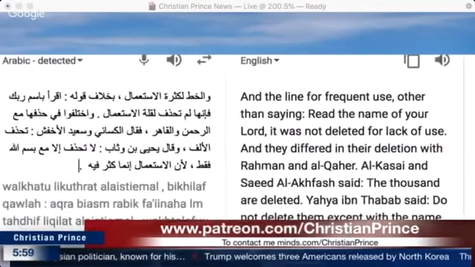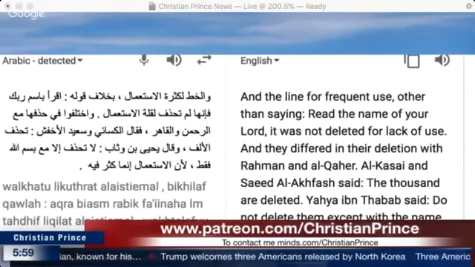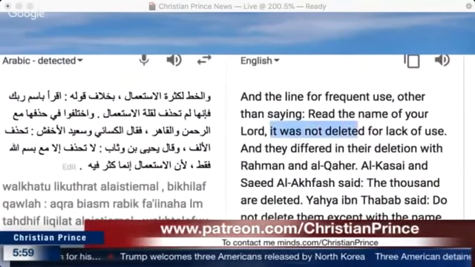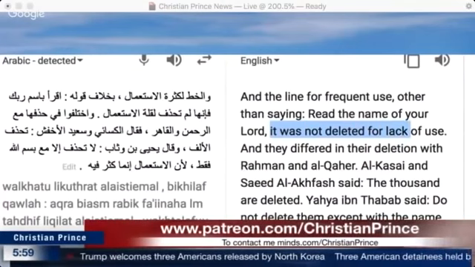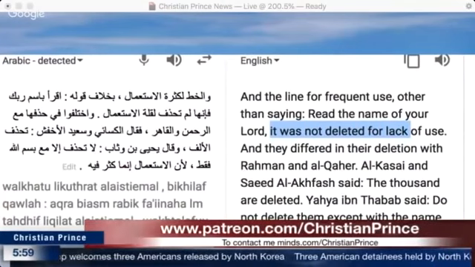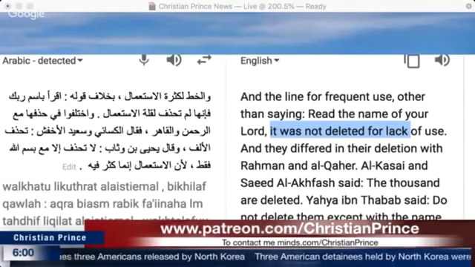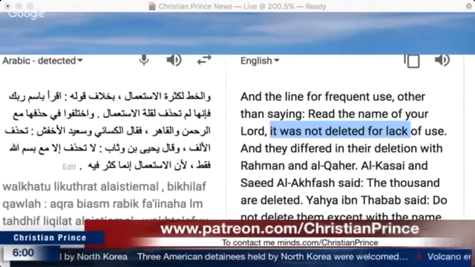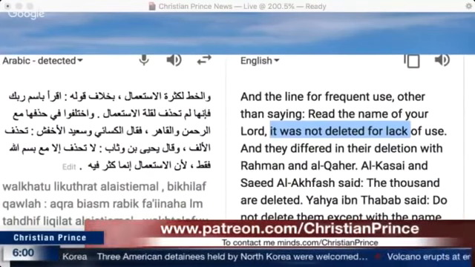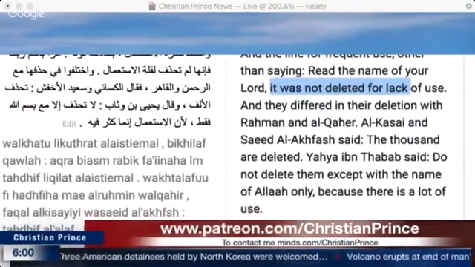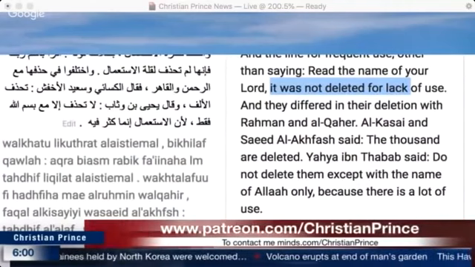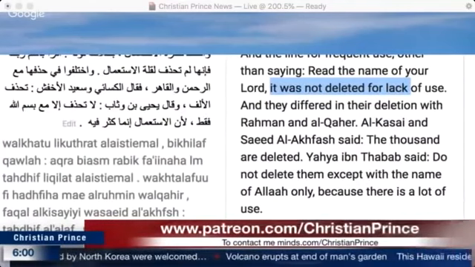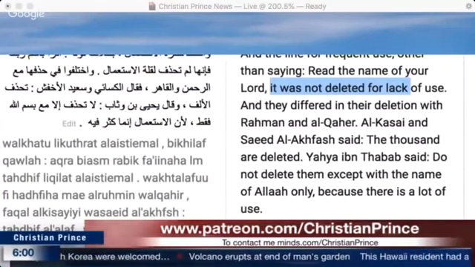Here, they are saying that the letter Alif was not deleted for the lack of use, which means that if the word is not used too much in the Quran, we are talking about the word bi-ism, it was not deleted, the letter Alif, because of the lack of use. So because that word is in front of the name of Allah, and Muslims have to repeat it all day long, they had to delete it to make it easier to read. You see, they are not saying Allah is the one who made it this way. This is what the Muslims did.